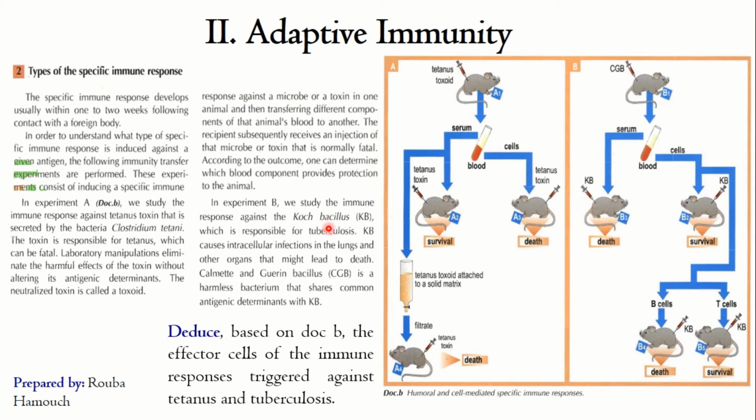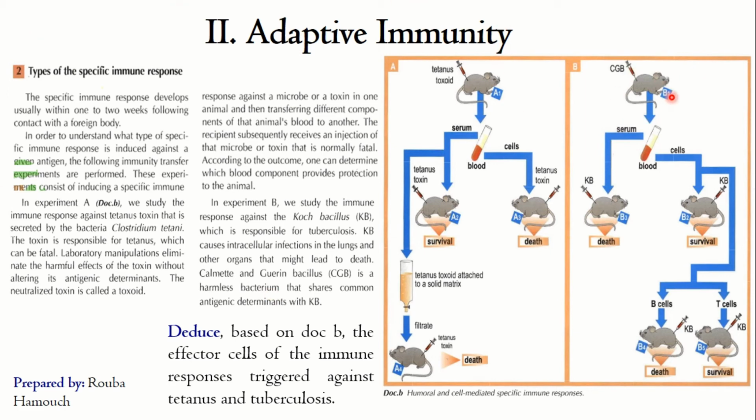Passing to experiment B. In experiment B, we study the immune response against the Koch bacillus, which is responsible for tuberculosis. Koch bacillus is an intracellular bacterium. Like the virus, it enters the cell, causing infections in the lungs and other organs that might lead to death. The attenuated bacteria for Koch bacillus is Calmette and Guerin bacillus. It's an attenuated bacterium that shares common antigenic determinants with Koch bacillus.